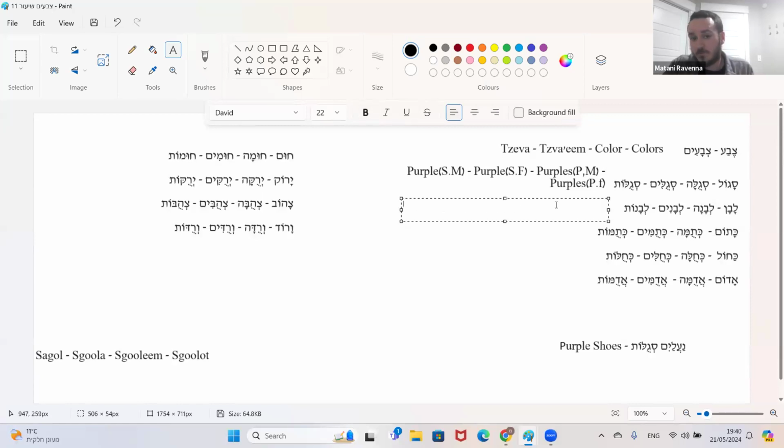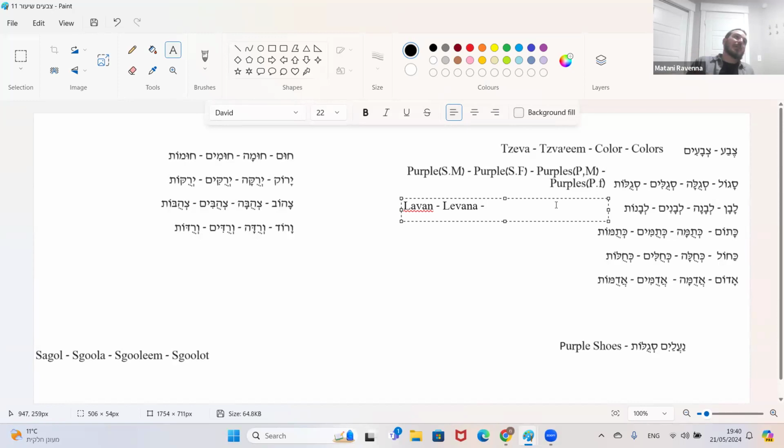Same order, singular male, lavan, which means white. Ani lavan, I am white. And I'm specifically, I'm a man. So lavan, levana, and again you can hear the a at the end of the word. It's female, white. Levana.